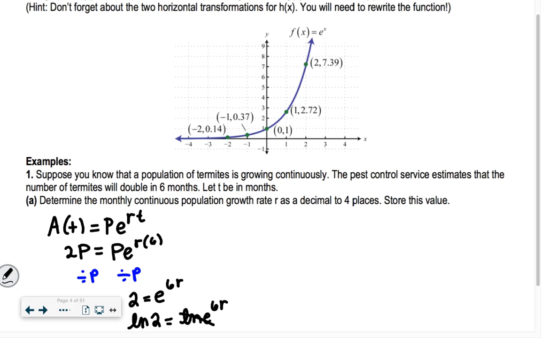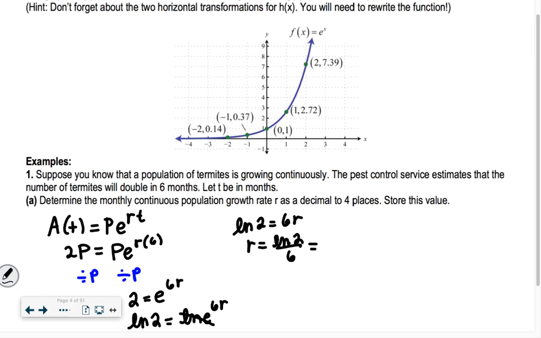Now, does that mean 6r is just hanging off in space? No. If you remember with our laws of logarithms, if I have something like log of 8 to the 7, I can bring that 7 to the front. Do you guys remember that? That's why we kind of invented logarithms. We're able to drop exponents. All right, so we have natural log of 2 equals 6r, so I get r equals natural log of 2 divided by 6.